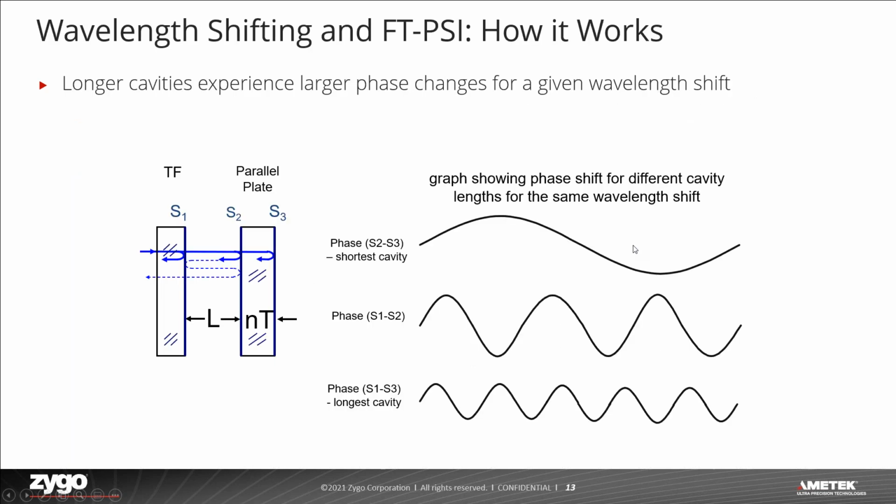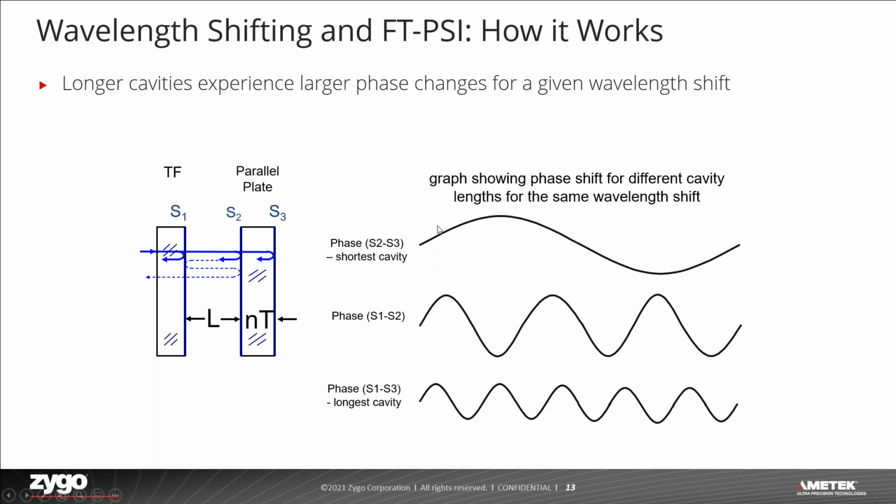So how does wavelength shifting and FTPSI actually work? Obviously, we only have one source, so everything should be shifting at the same time, right? The way this works is that longer cavities experience a larger phase change for the given wavelength shift. The graph here shows the phase modulation and how it's different for different cavity lengths for the same wavelength shift. In our setup here, and what's usually the case, our shortest cavity is between S2 and S3, which are the front and back surface of the part.